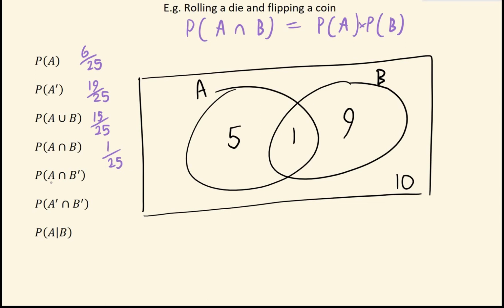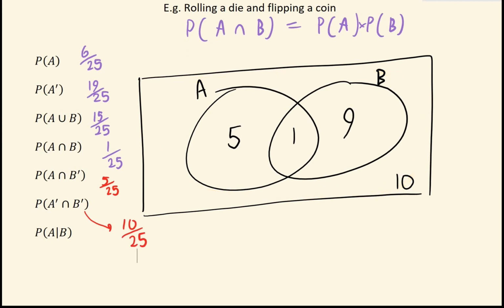So here's the probability of something being in A and not being in B. And you work it out, that only gives us this single number. That's the only number that's in A and it's not in B. So that would be 5 out of 25. We then have this one, which is the probability that it's not in A and it's not in B. So it's not in either A or B, which basically means I'm outside the circle. So it will be 10 out of 25.